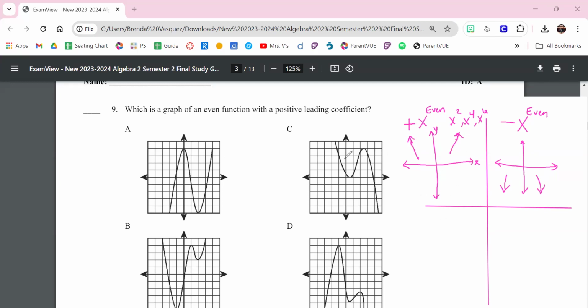Something happens in between; it crosses and intersects my x-axis so many times. And all we need to know is that my end behaviors, they both go up, or my end behaviors, they both go down.